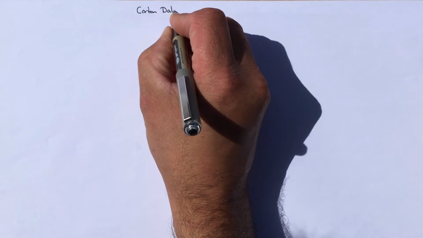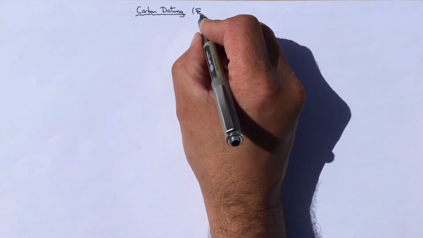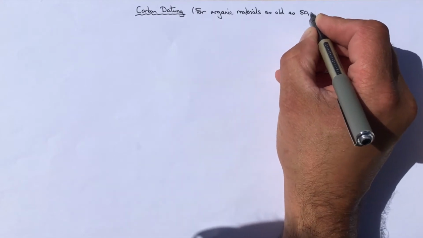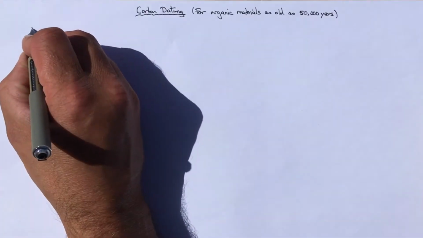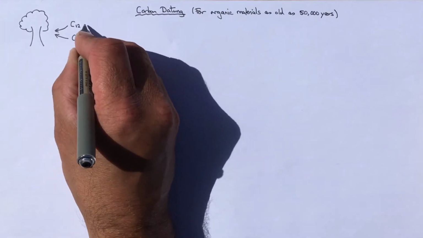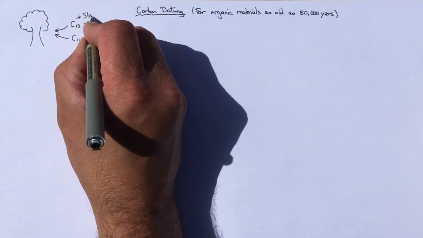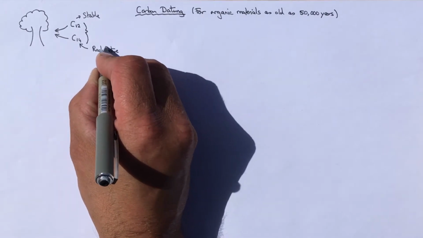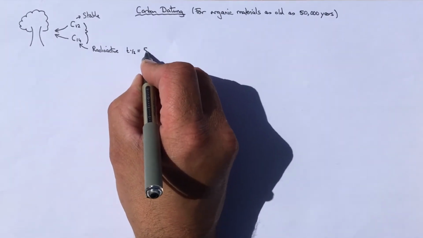Carbon dating is used to date anything that used to be living, any organic materials, as old as 50,000 years. The atmosphere contains mainly carbon-12, which is the stable isotope of carbon, but it also contains a tiny amount of carbon-14, which is a radioactive isotope of carbon with a half-life of 5,700 years.